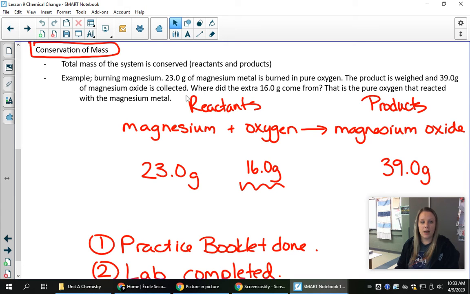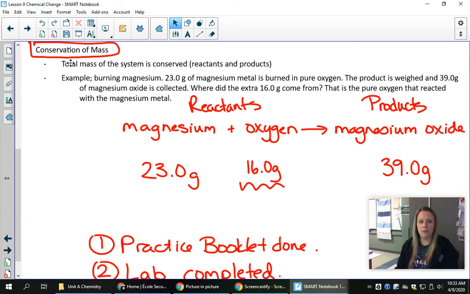So in this example, we've weighed the magnesium, but we have not weighed the pure oxygen. This is one of the reactants. You need this oxygen in order for magnesium and oxygen to have a chemical reaction and combine to make magnesium oxide. So if this is one of the reactants, we need to know what the mass of this is in order for this reaction to maintain the law of conservation of mass.